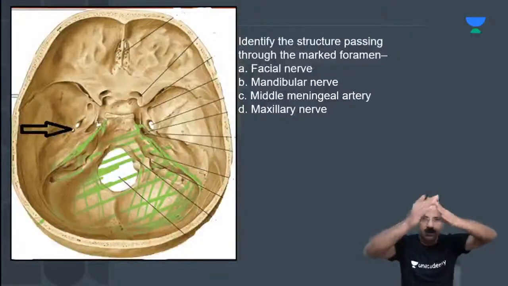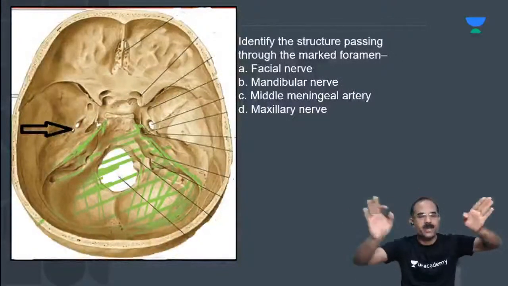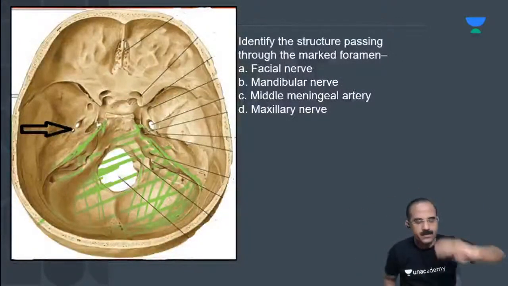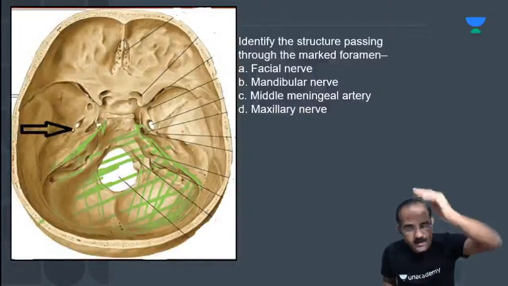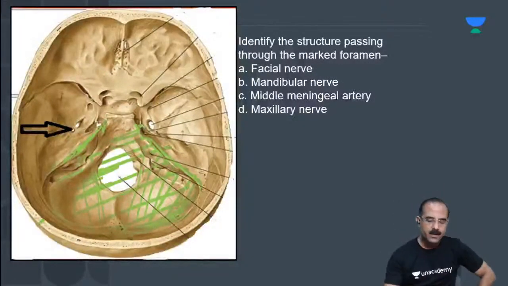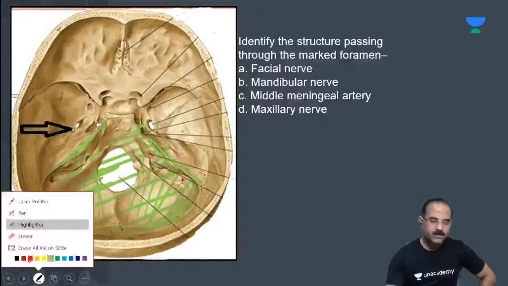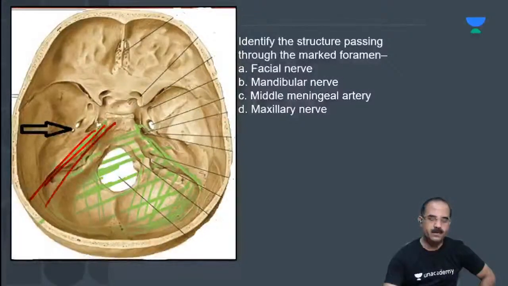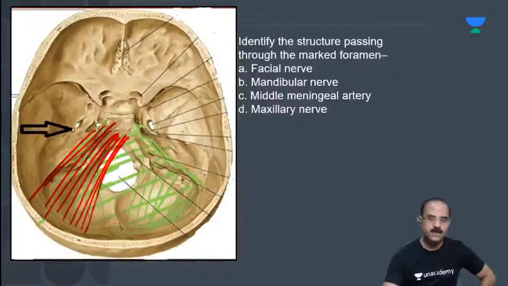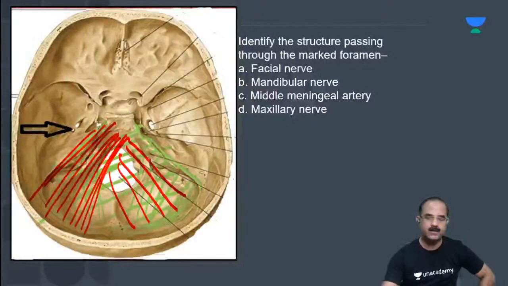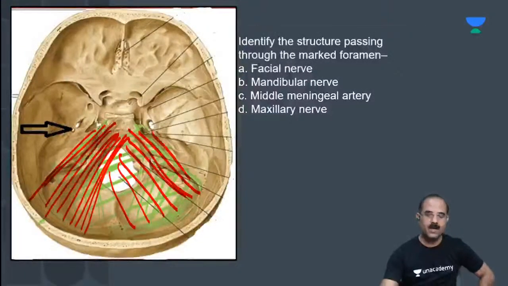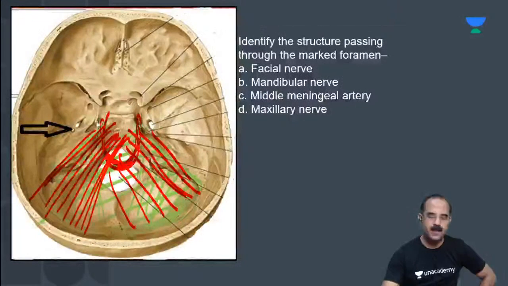Tentorium cerebelli is attached to the petrous part of the temporal bone, and behind it is attached to the occipital bone. Who's lying on the tentorium cerebelli? The cerebellum. And there's a gap like this here for the brainstem to pass. The brainstem goes through here.